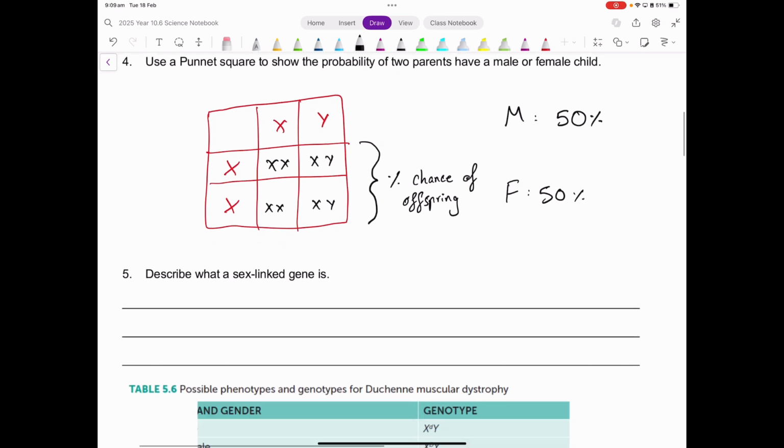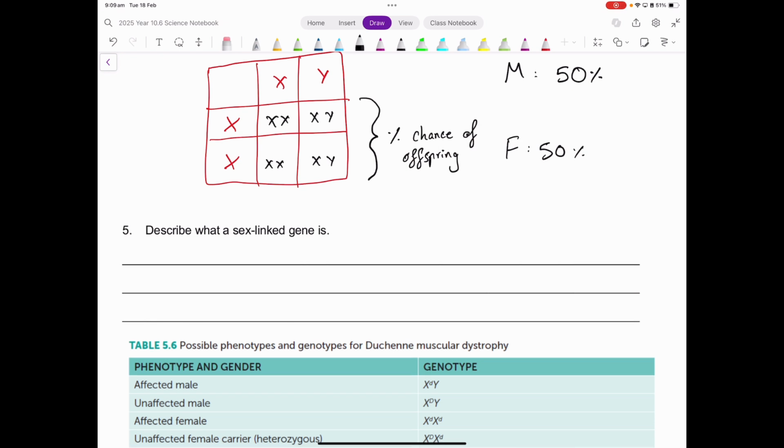So what is a sex-linked gene? What's a gene to start? What is a gene? A section of DNA that codes for a trait. So what do you think a sex-linked gene might be then? Not codes for gender, but it's a gene that is found on the sex chromosome. So, describe what a sex-linked gene is.